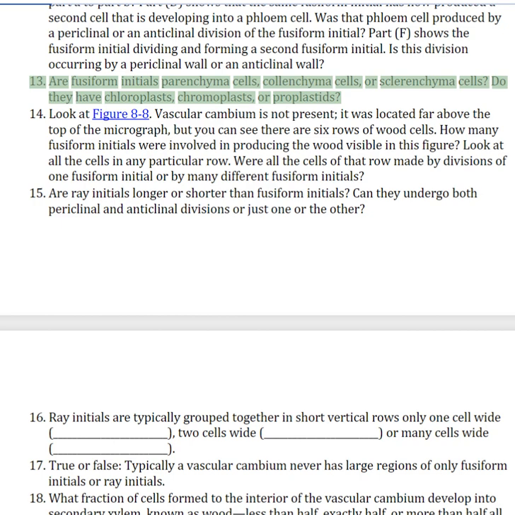13. Are fusiform initials parenchyma cells, collenchyma cells, or sclerenchyma cells? Do they have chloroplasts, chromoplasts, or proplastids?